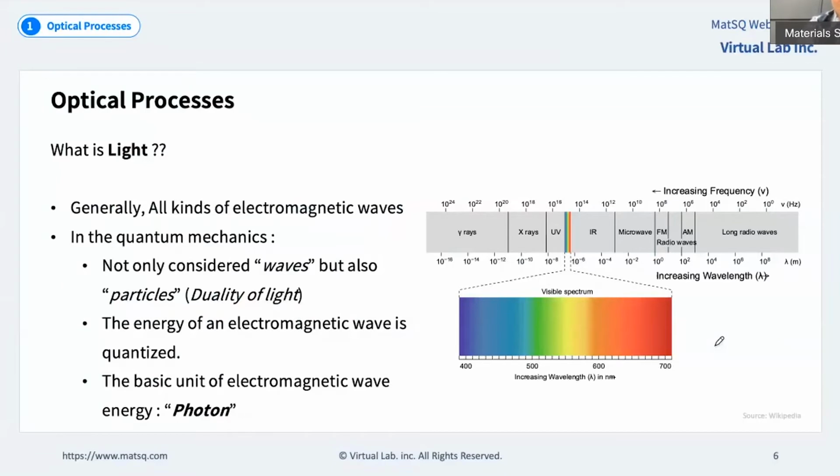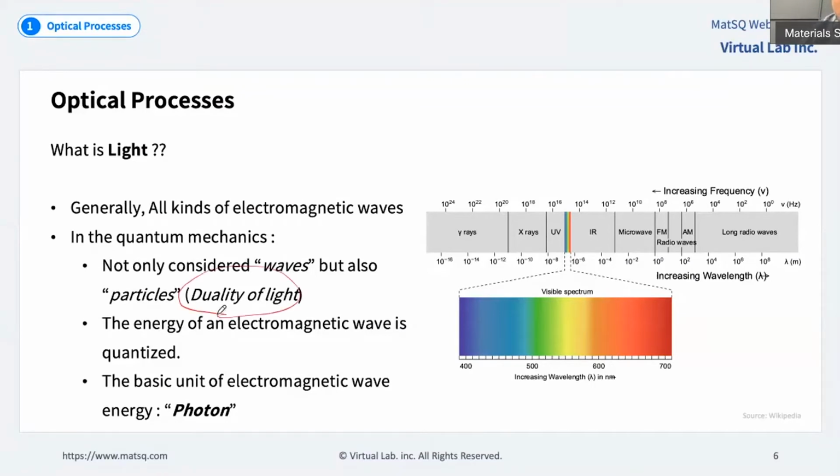So to better understand the optical process, we'd better start with the concept of light. What is light? We couldn't live without light. Generally, light is defined in physics as all kinds of electromagnetic waves. Also, in quantum mechanics, light is considered as not only a wave, but also particles. This is called the duality of light.